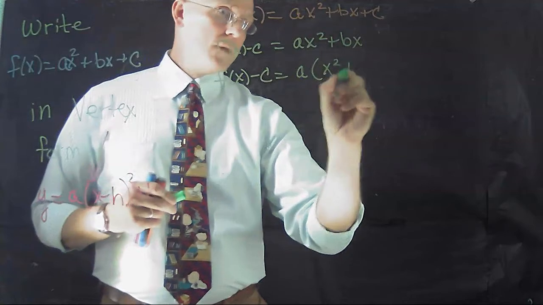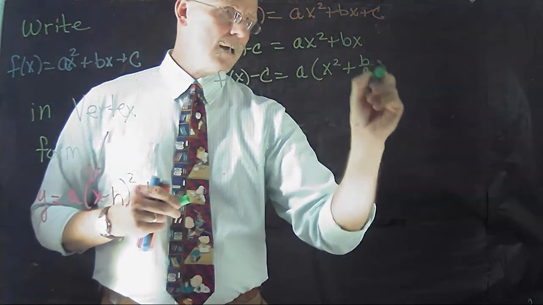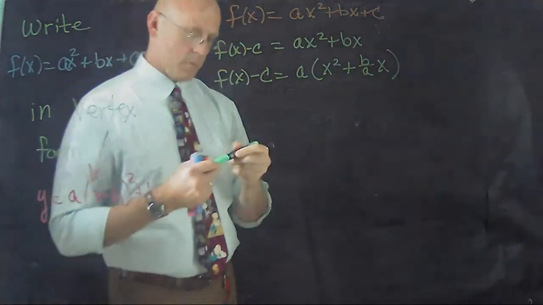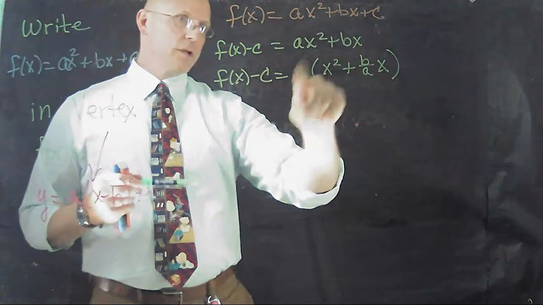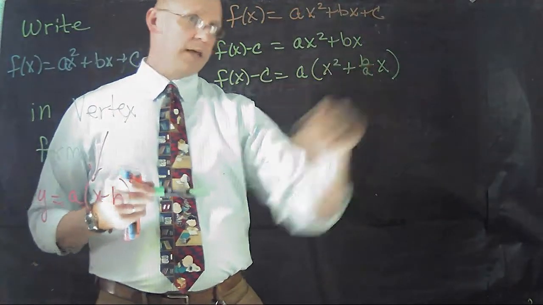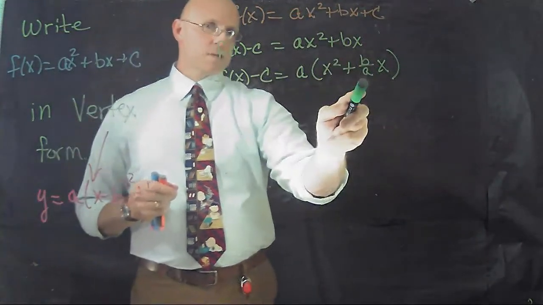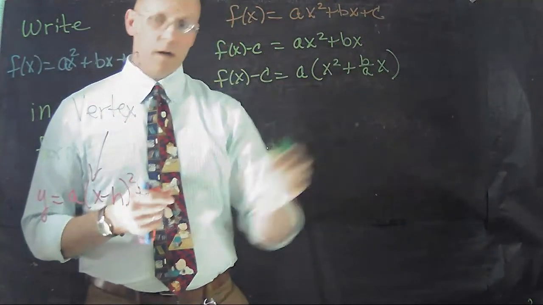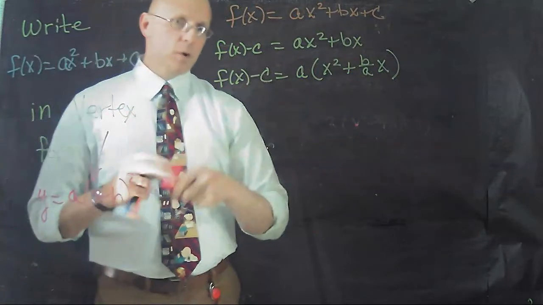So you get f of x minus c equals a times x squared plus b over a x. Remember that? Because if I redistribute, here's ax squared, here I'd get plus bx. Now I want to complete the square on the right-hand side. So let's go ahead and do that.